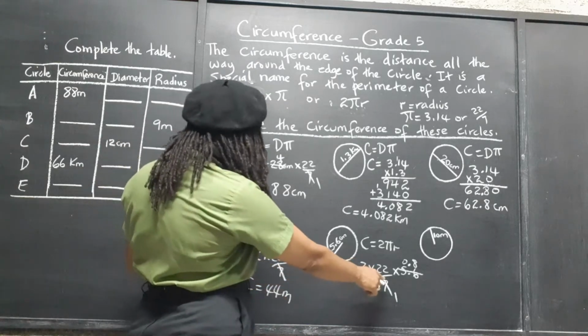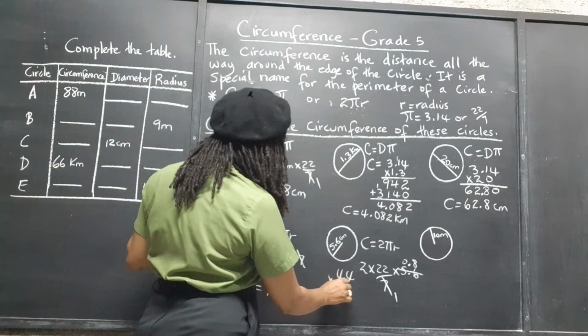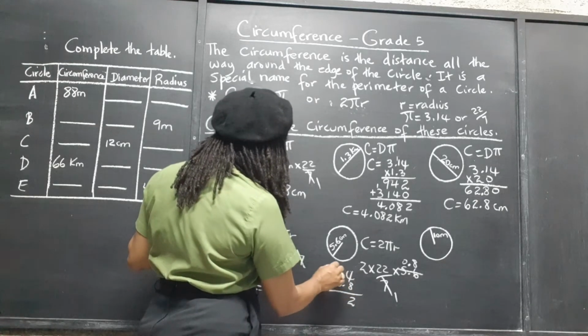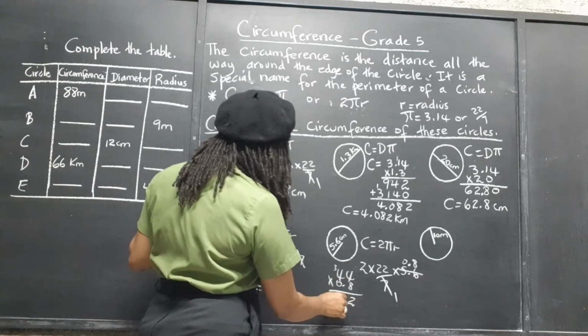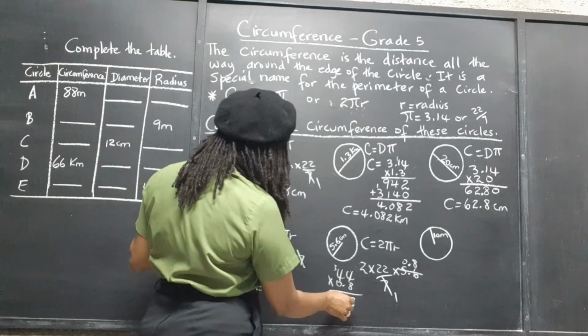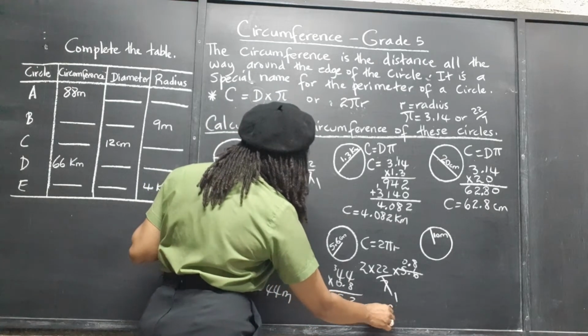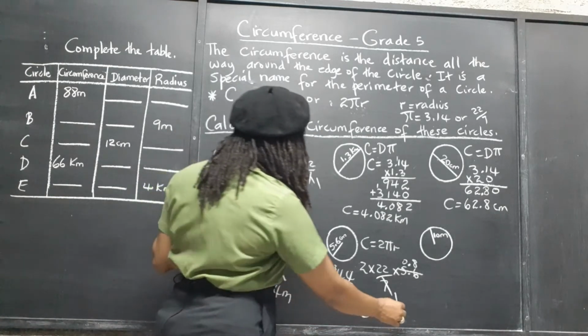2 times 22 is 44, and now 44 times 0.8. 8 4s are 32. 8 4s are 32, and 3 is 35. And that's 1 decimal place. So the circumference is 35.2 centimeters.